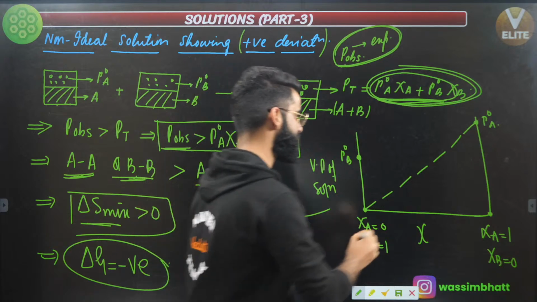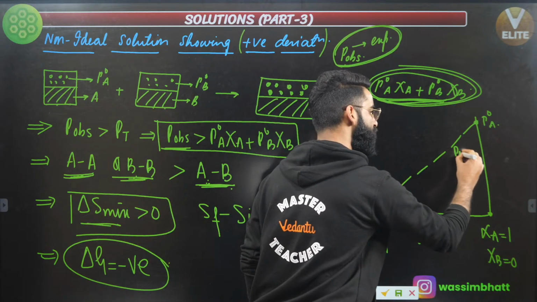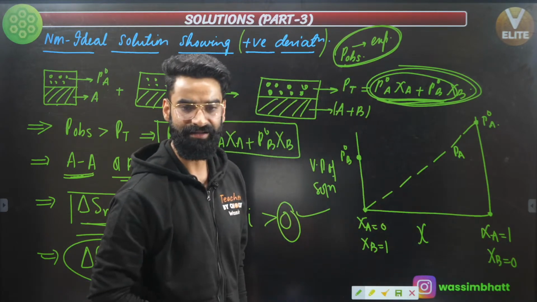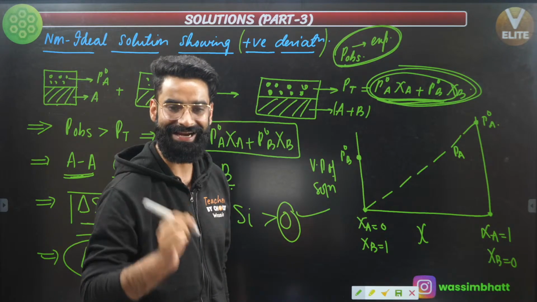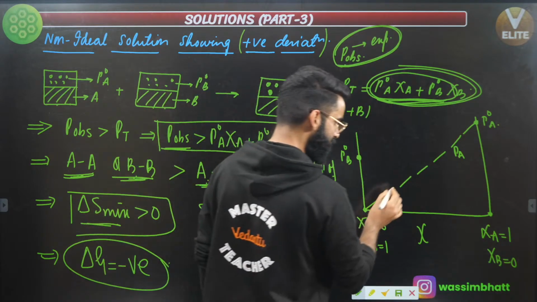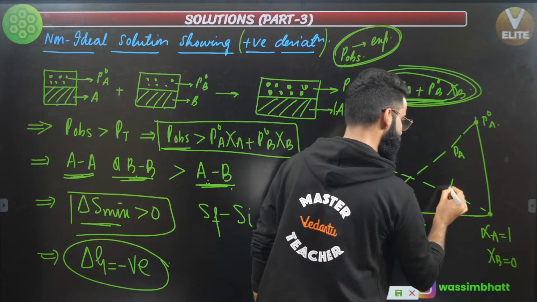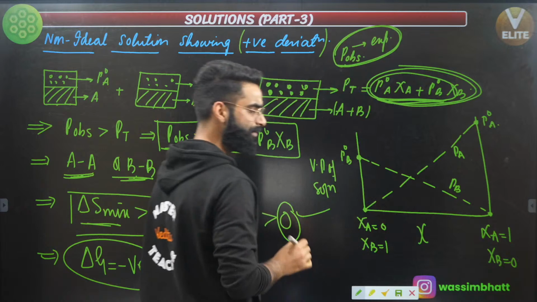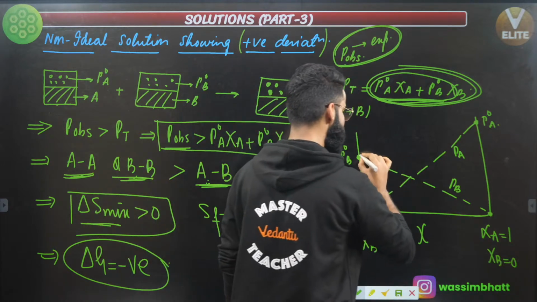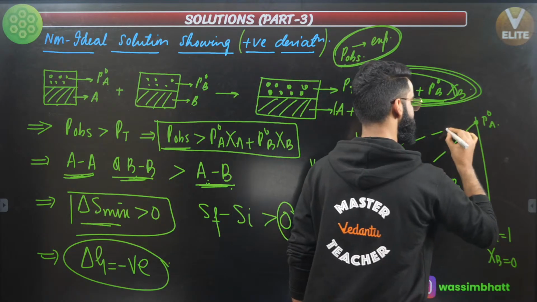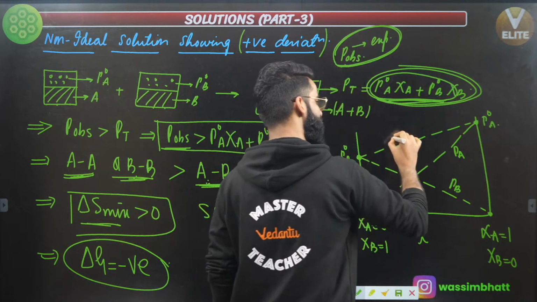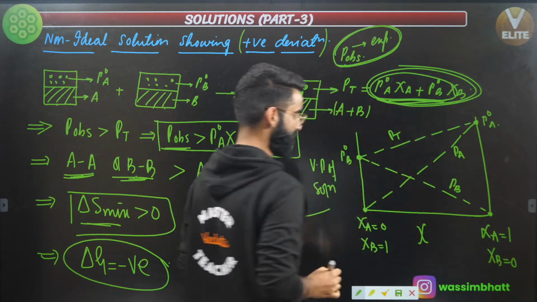This is the curve which represents your PA, the contribution of A towards the total vapor pressure, if the solution which we are finally getting is ideal in nature. Similarly, this is representing PB, correct? And this curve over here, as discussed in the last session, represents the total vapor pressure of the solution, okay?